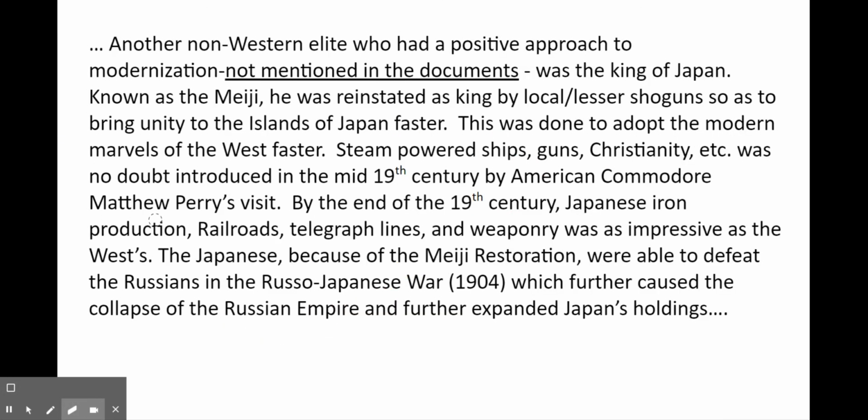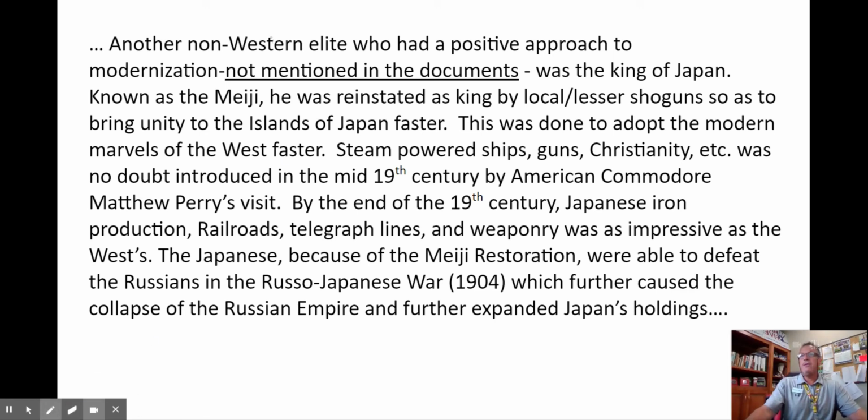So here is what I came up with, and you can see: another non-Western elite. Again, these are all words from the prompt. I'm not coming up with something new, and neither should you. A non-Western elite who had, in this case, a positive approach. So this must mean that I'm going to put this in paragraph 4, right? If this was a negative one, then I'd have put it in paragraph 3. An approach to modernization not mentioned in the documents. Look at that slick little moment there.